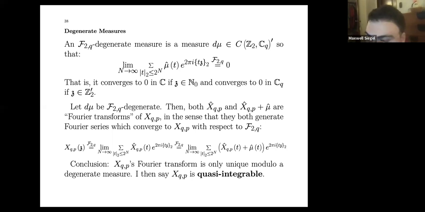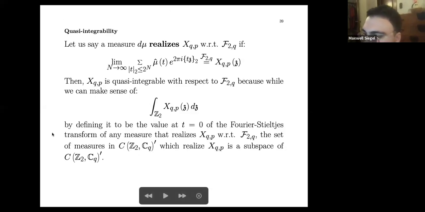In my dissertation, I called this phenomenon quasi-integrability because it implies that while we can make sense of this integral here of xqp as the value of some measure at t equals 0, the value of the Fourier-Stieltjes transform of some measure at t equals 0, the problem is that the choice of the measure is not unique.